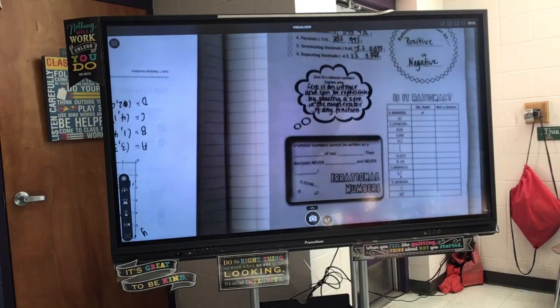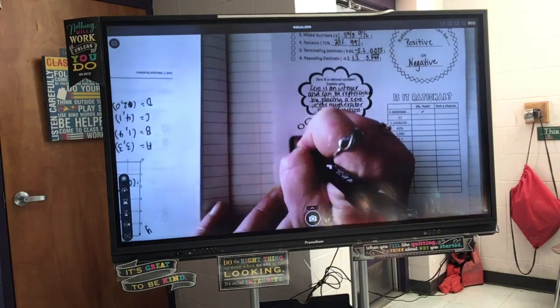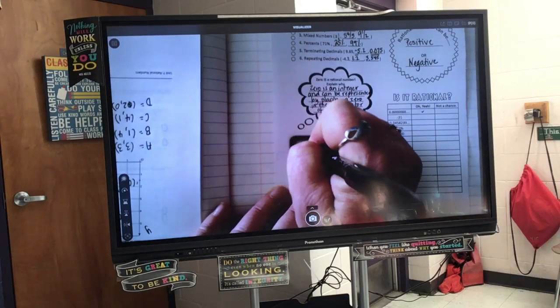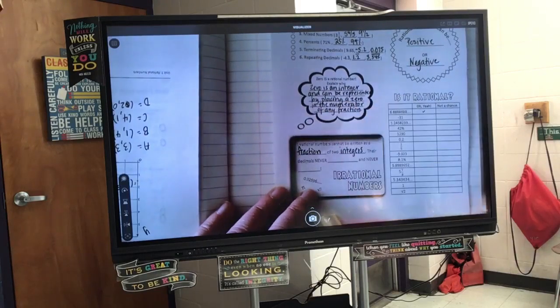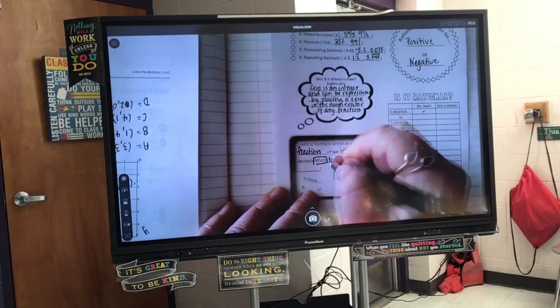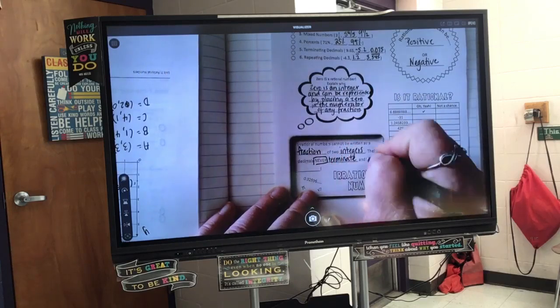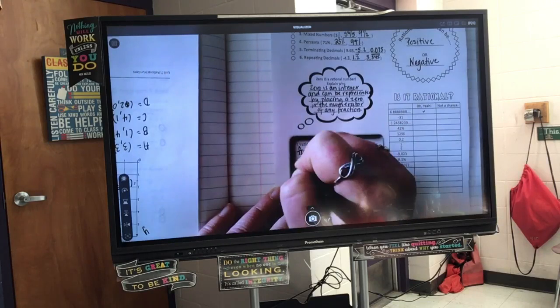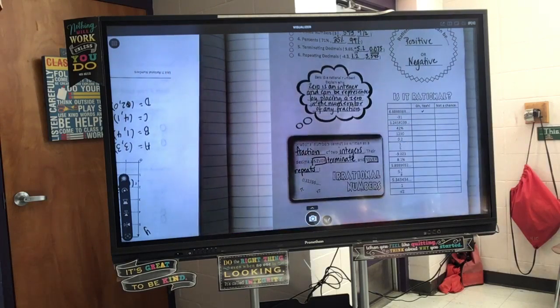Alright, so a little fun fact. Irrational numbers cannot be written as a fraction of 2 integers. Their decimal never terminates and never repeats. So it just goes on forever.